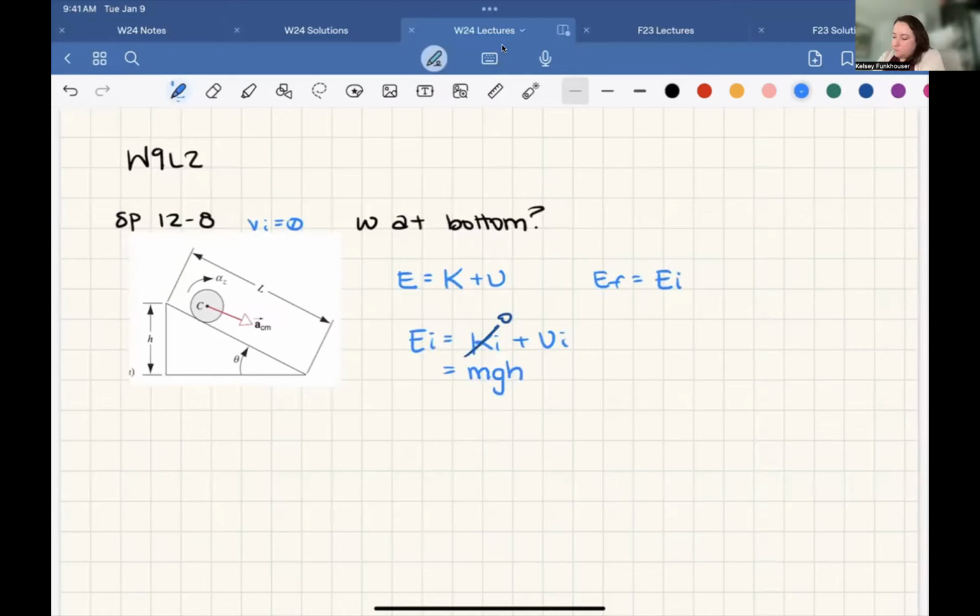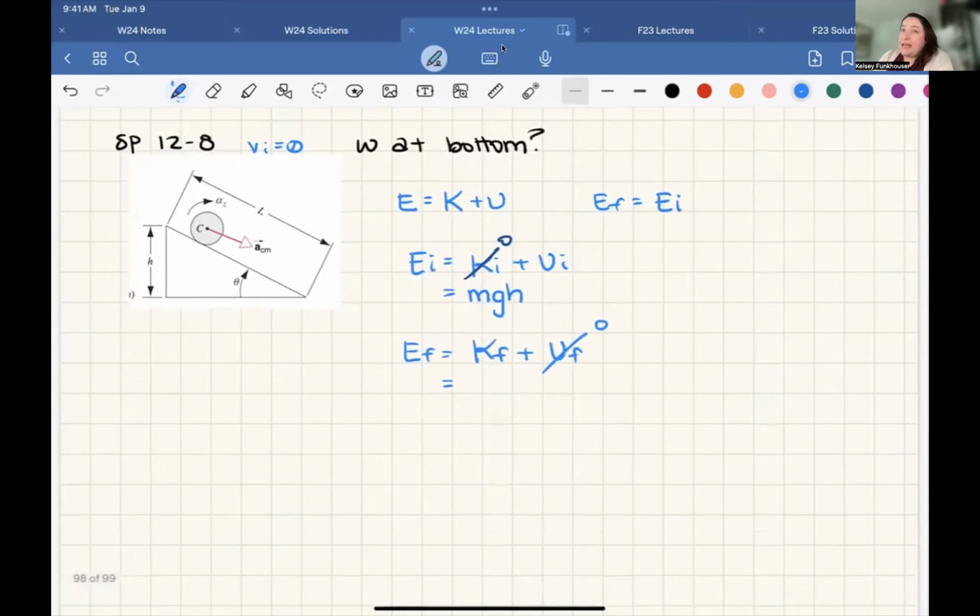because h is our height here. And then for our final, kinetic final and potential final, but when it gets to the bottom, the height is 0, so this is 0. So that just leaves us with the final kinetic, and this is where we bring in what I just showed you, that the final kinetic is then, because it's rolling, 1/2 the rotational inertia of the center of mass, the angular velocity squared, plus 1/2 the total mass times the velocity of the center of mass squared.